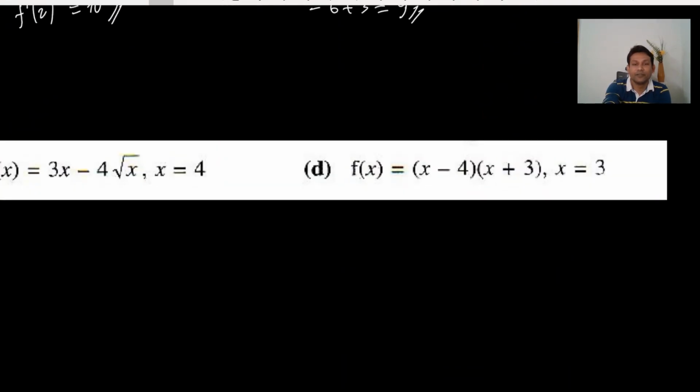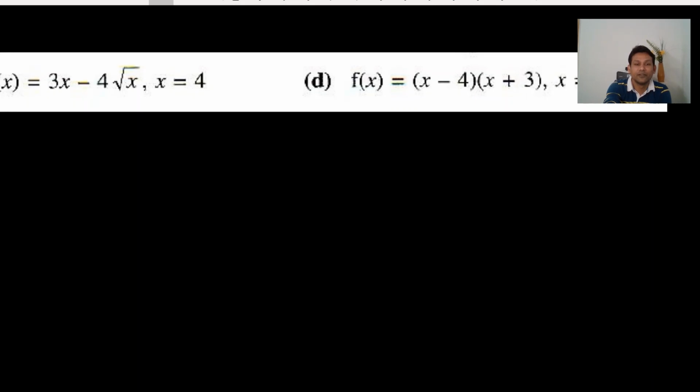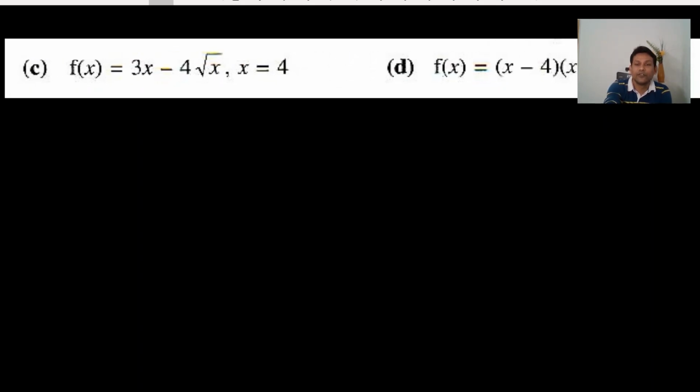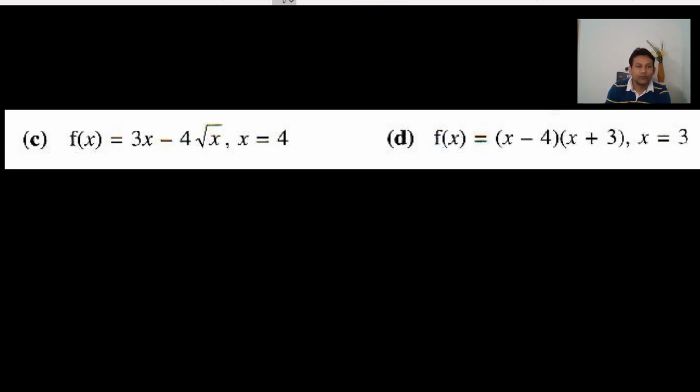Next part is the same, like we have the questions. Question number C. Again, what we need to do, we have to apply f dash. F dash means we have to do the differentiation. 3x differentiation is 3, and minus 4 is minus 4. Remember, the differentiation of under root x is 1 upon 2 under root x. So I'm writing 1 upon 2 under root x, and we have done it.